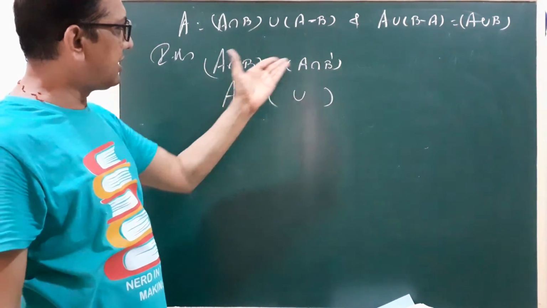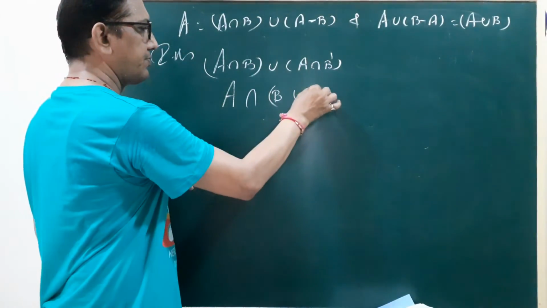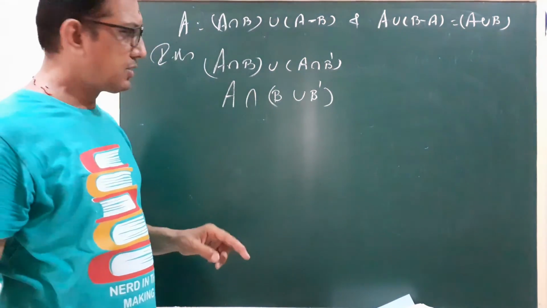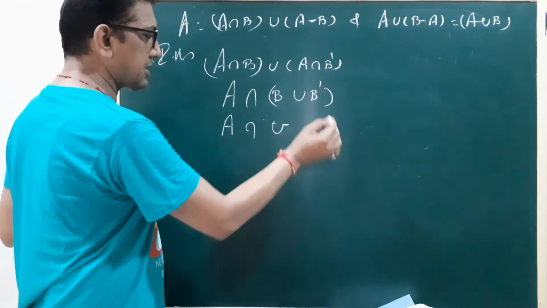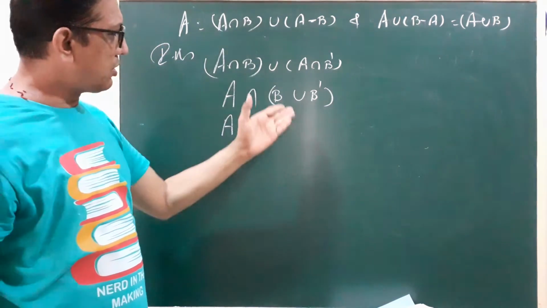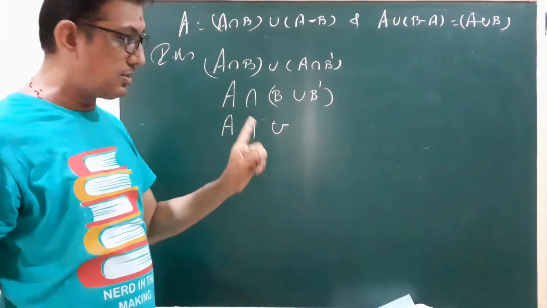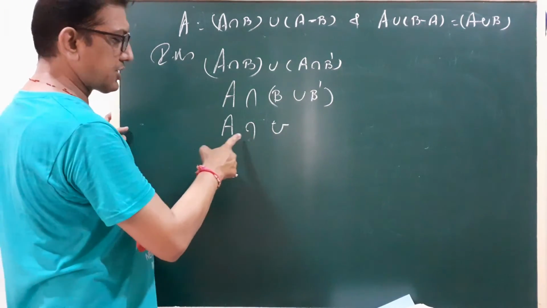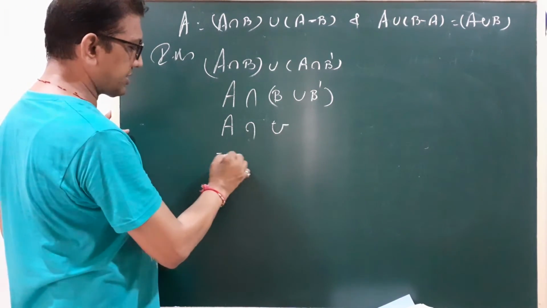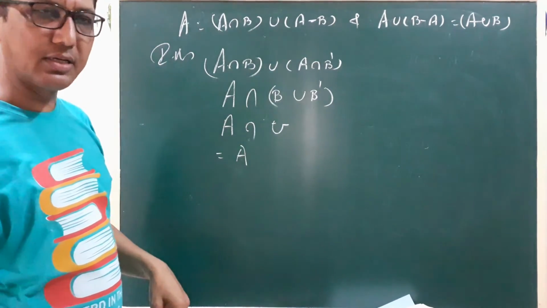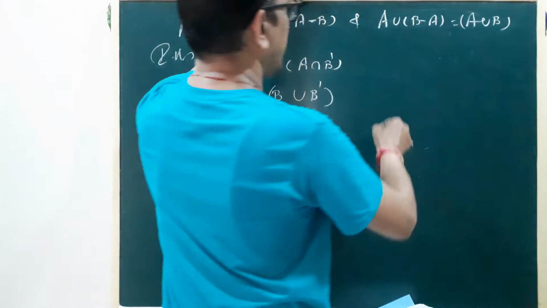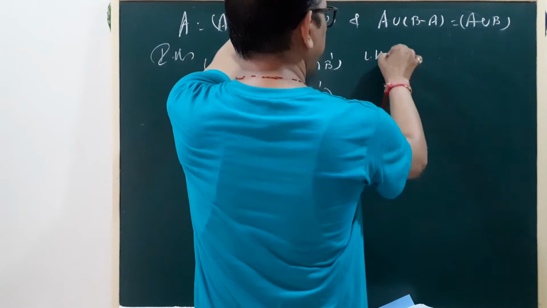Now which two sets remain? B and B dash. Right? Okay. Now B union B dash is always the universal set, by the property of union. Now by the property of intersection, any set intersection the universal set gives the set itself. We prove that here. Clear?